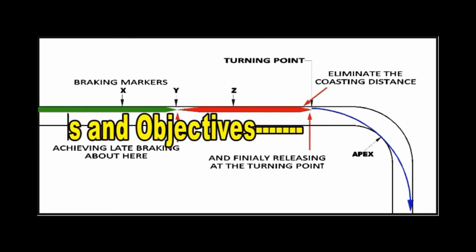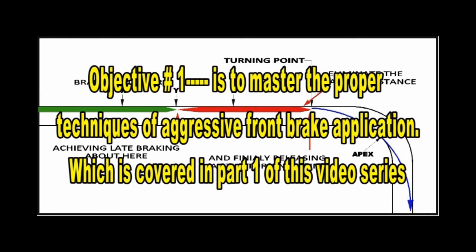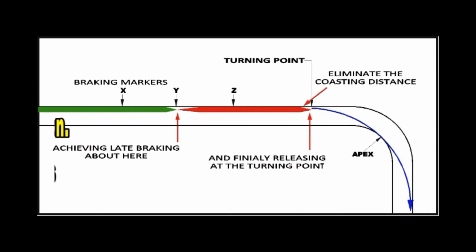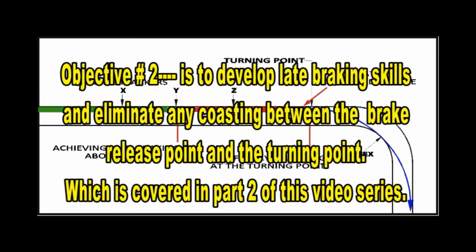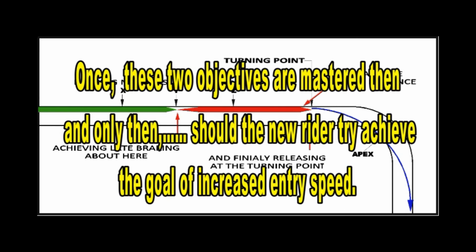So, before a rider can work on increasing entry speed, there are several other objectives he needs to accomplish first. Objective number 1 is to master the proper techniques of aggressive front braking application, which is covered in part 1 of this video series. Objective number 2 is to develop late braking skills and to eliminate any coasting between the brake release point and the turning point of the corner. This is covered in part 2 of this video series. Once these two objectives are mastered, then and only then should the new rider try to achieve the goal of increasing entry speed.